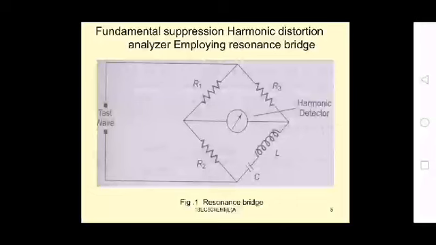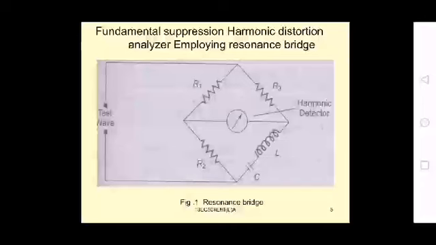This one is THD by resonance bridge. The test wave input is applied to a resonance bridge circuit. You will have different resistances on different bridge arms, R1, R2, R3, and the fourth arm has the LC component. That L and C will be varied so that it is under resonance. When it is under resonance, the bridge will be balanced. When the bridge is balanced, there will be no harmonics.